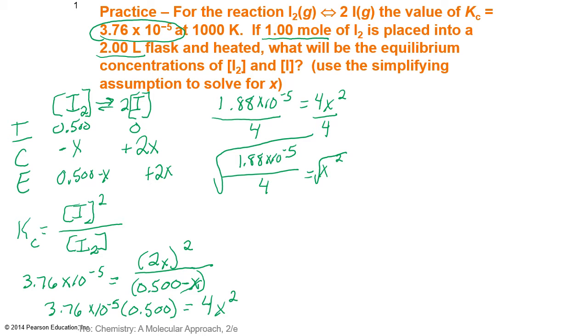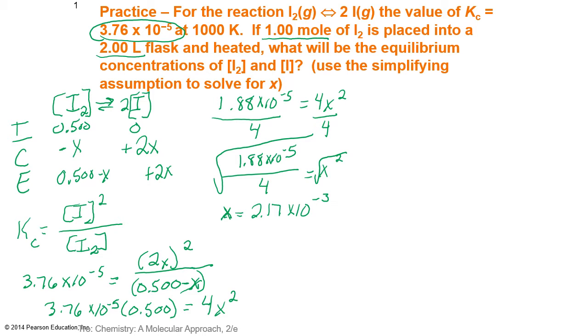By canceling that x in the denominator, by assuming that it is going to be small compared to the 0.5, it has greatly simplified our math, making it so that we do not require the quadratic equation. And so x is going to be equal to 2.17 times 10 to the minus 3rd.